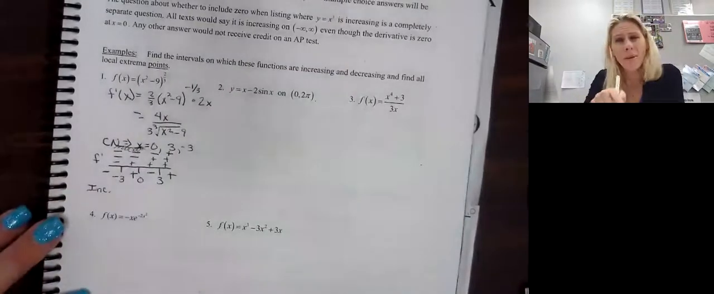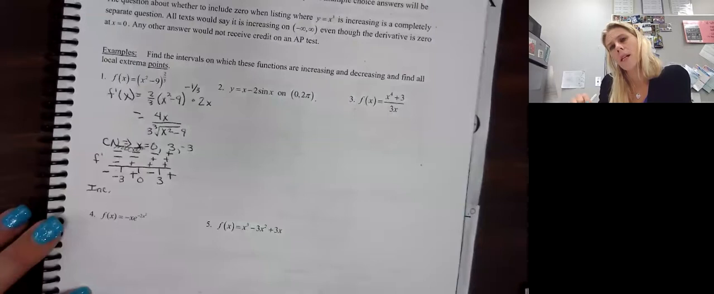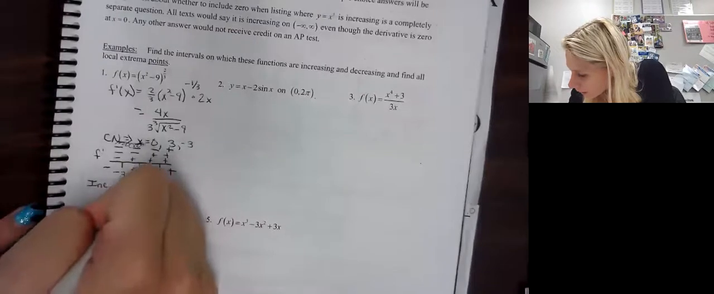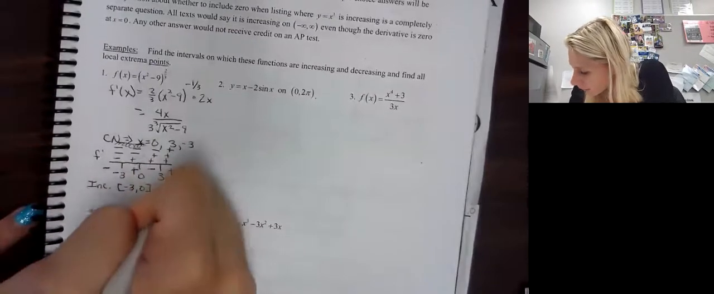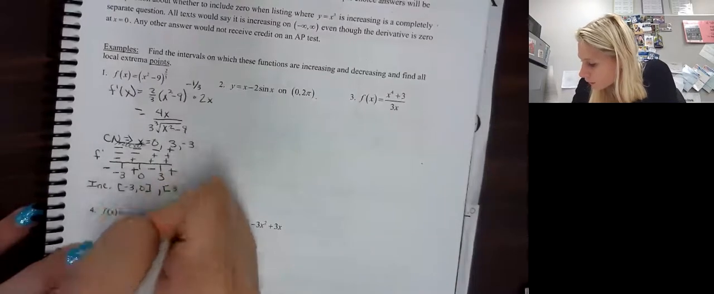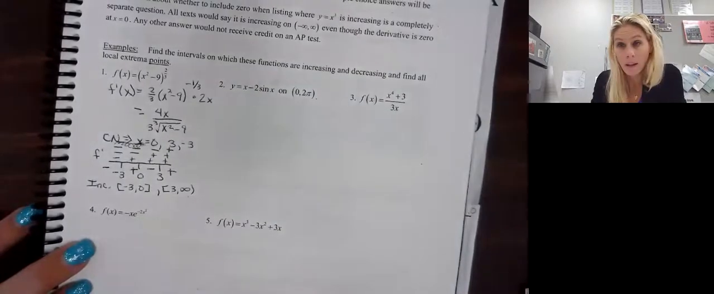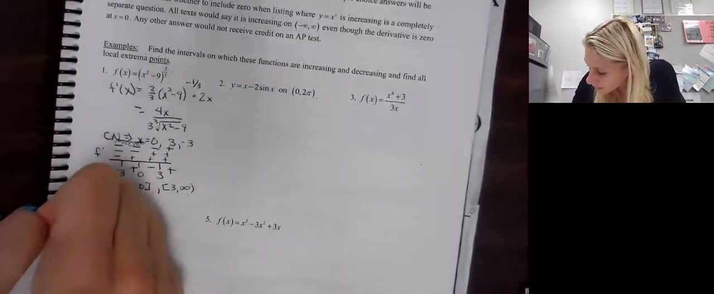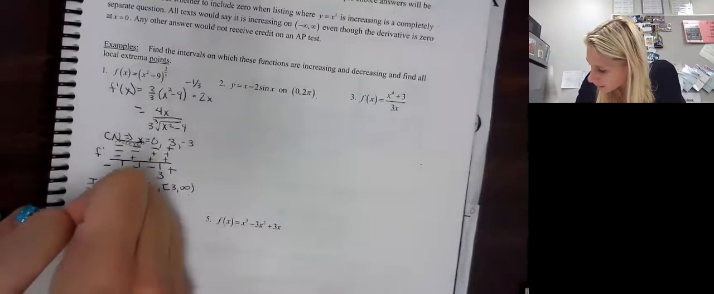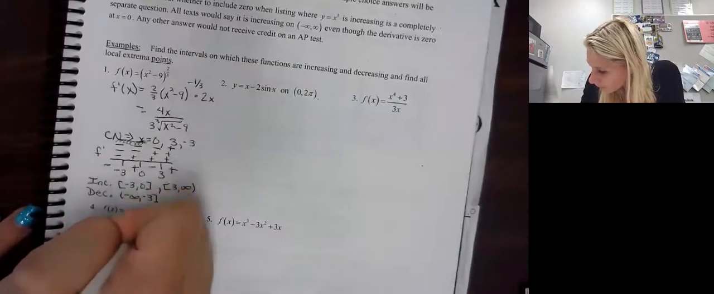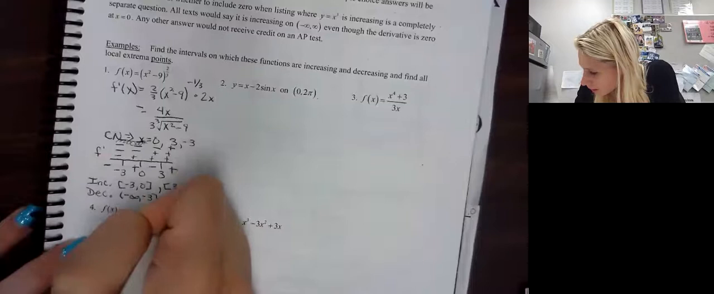So increasing, remember, it wants you to get in the habit of using brackets for your numbers, but don't worry, it won't mark you wrong with parentheses. So increasing from negative 3 to 0 and increasing from 3 to infinity. Okay, parenthesis around that infinity. Then we have our decreasing. So our decreasing is from negative infinity to negative 3 and 0 to 3.